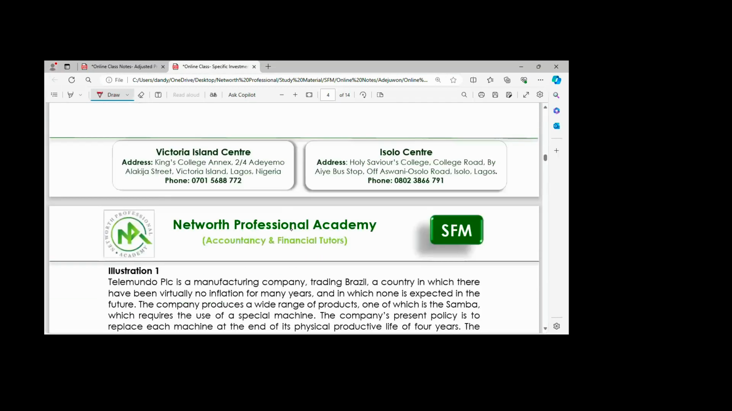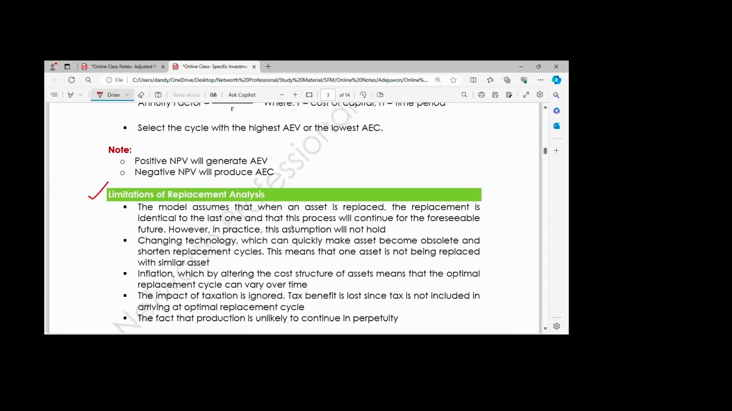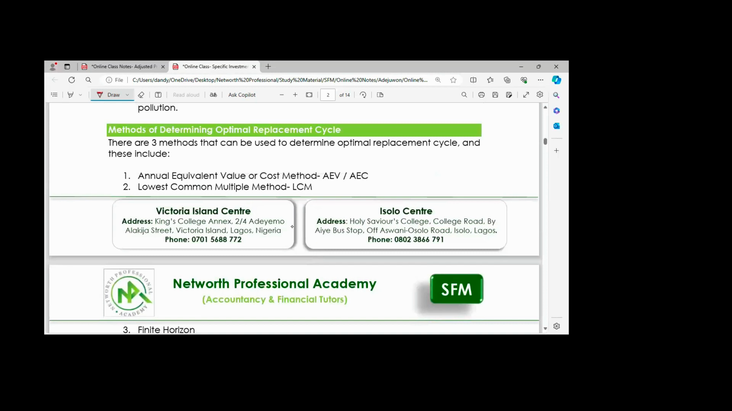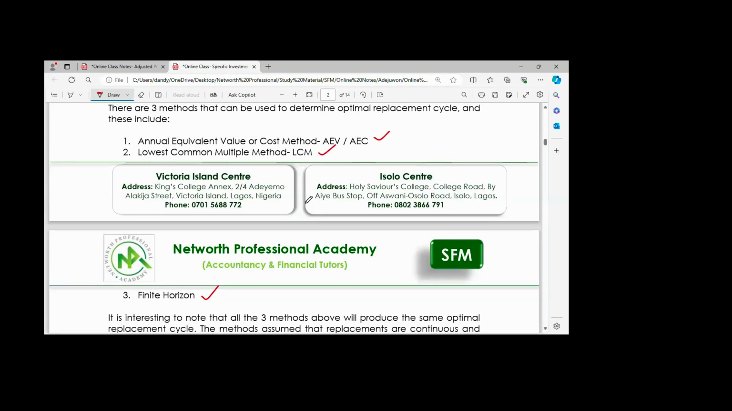So what are the methods of determining optimal replacement strategy? There are basically three methods. One is the annual equivalent value method. Two, lowest common multiple method. Three, finite horizon. The interesting thing is that any of the three methods above will produce the same optimal replacement strategy. However, at all times, please always use the annual equivalent value of cost method because it is more straightforward.